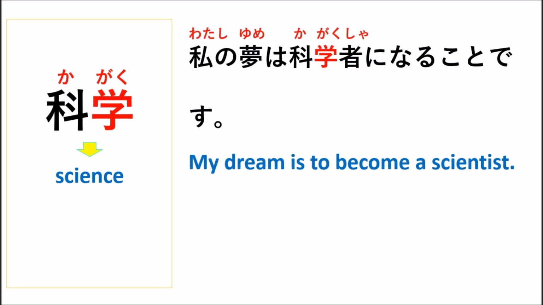Kagaku means science. The pronunciation is similar to the kagaku we learned last time, which means chemistry, right? But here the pronunciation is the same, kagaku, but the kanji is different, and this kanji means science. So you have to remember that the pronunciation is the same, but the meaning is different.